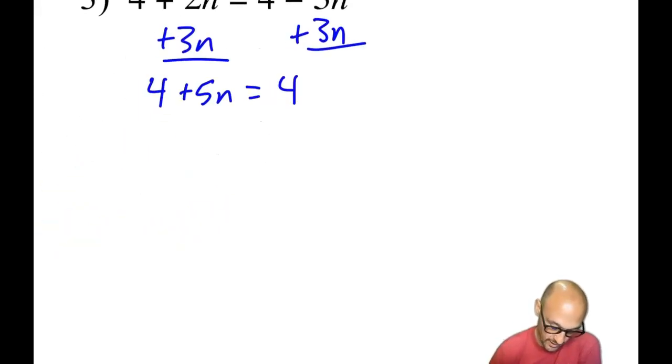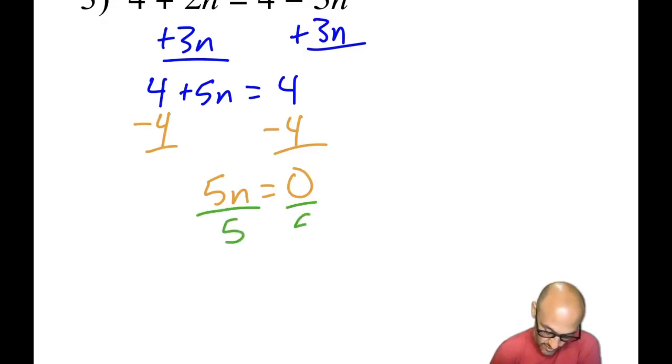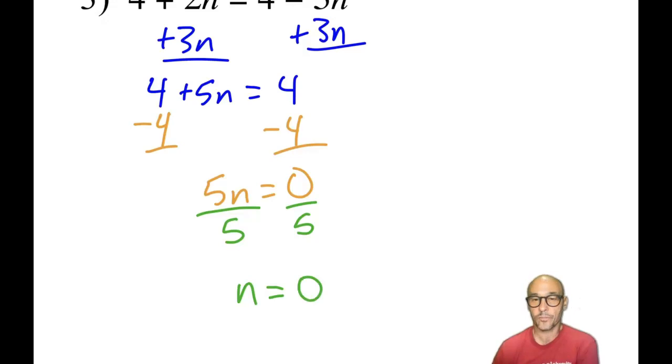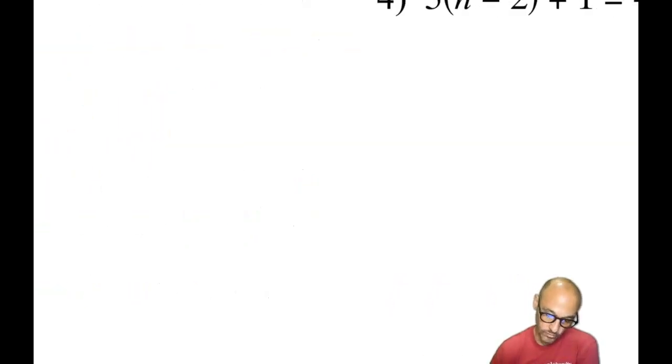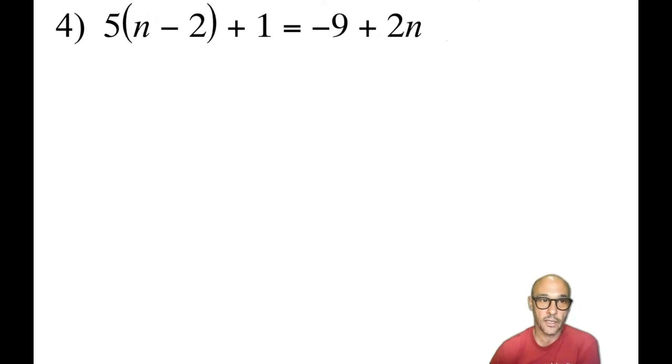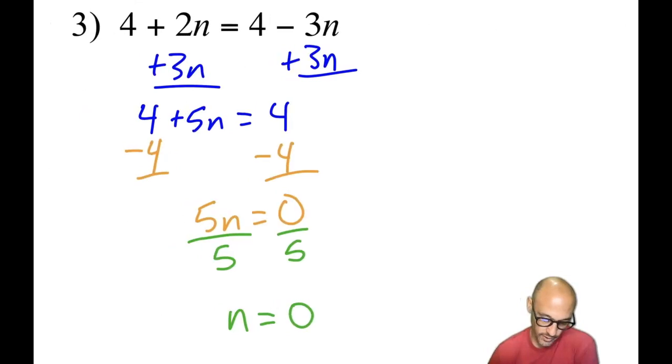Now we need to get this n term by itself, so we want to undo the addition of a positive 4, so we subtract 4 to make a 0 there, and we get 5n equals 0. And now we have to divide both sides by 5 because we have 5 times n. The inverse of multiplication is division. Dividing by 5, 0 divided by 5 is 0. I hope that you could see that question from the beginning. If not, I'm really sorry about that.